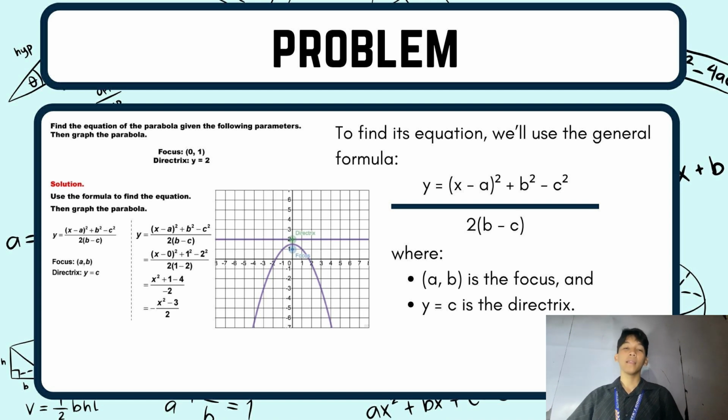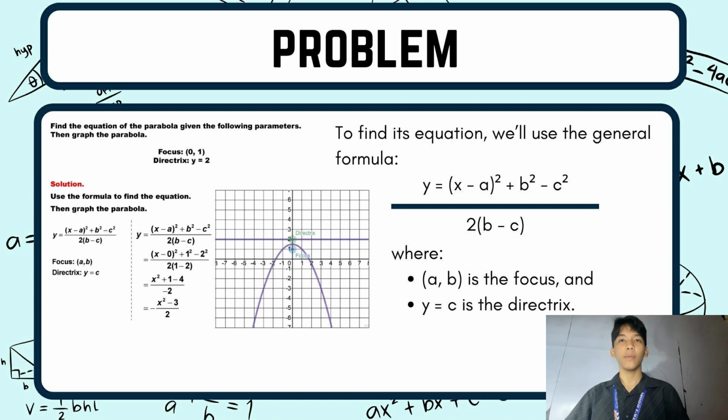Now let's simplify step by step. y = (x^2 + 1 - 4) / (2(-1)). Now y is equal to (x^2 - 3) / -2. So y is equal to -(x^2 - 3) / 2, or we can also write it as y = -1/2 x^2 + 3/2.